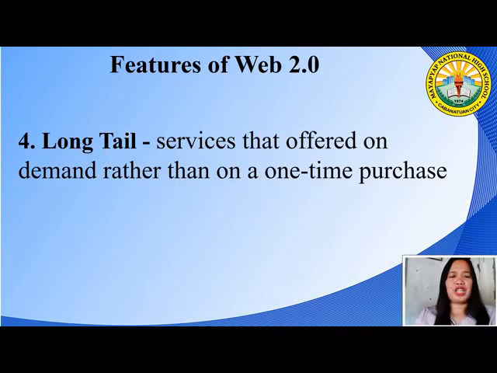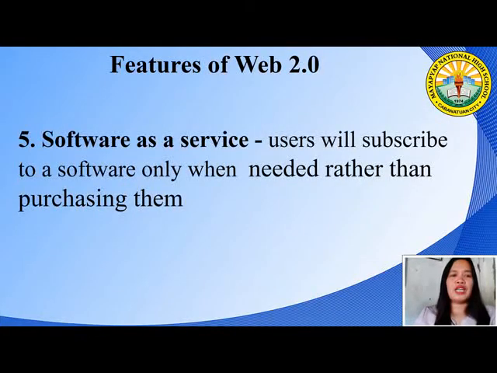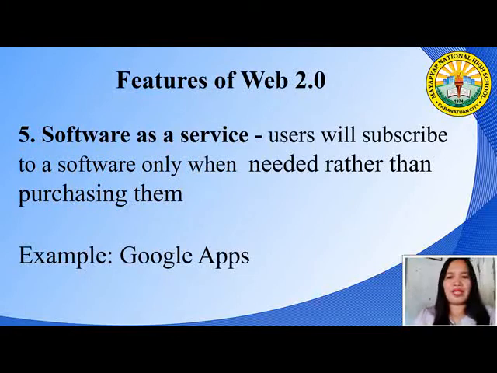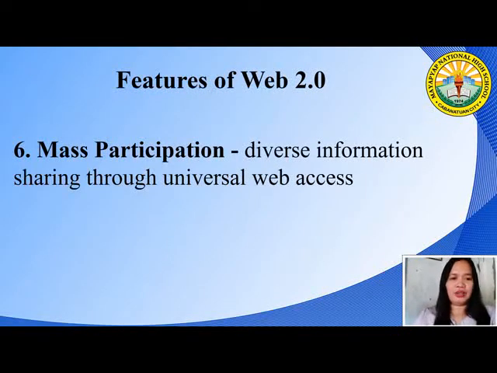Long tail, services that are offered on demand rather than on a one-time purchase. Software as a service. Users will subscribe to a software only when needed rather than purchasing it. Example is the Google Apps. Mass participation. Diverse information sharing through universal web access. I hope you understand more about Web 2.0.